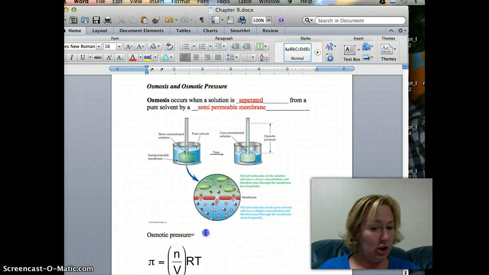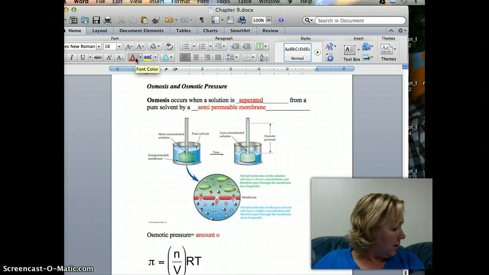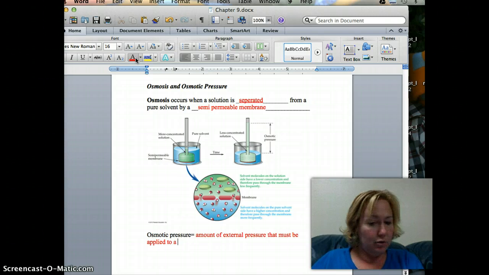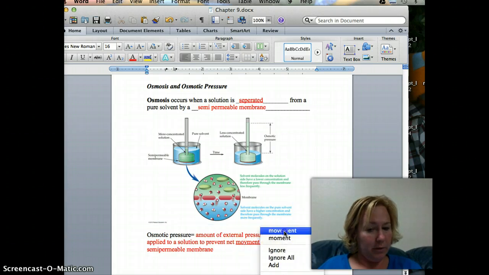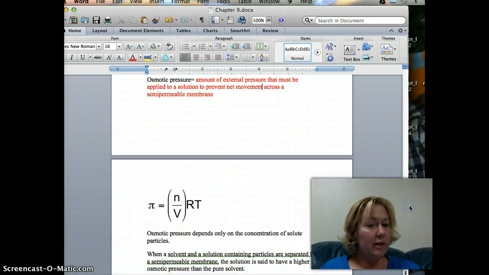Osmotic pressure is the amount of external pressure that must be applied to a solution to prevent net movement across a semi-permeable membrane. And I spelled movement wrong. Seriously. Okay. So here we're actually measuring the pressure.